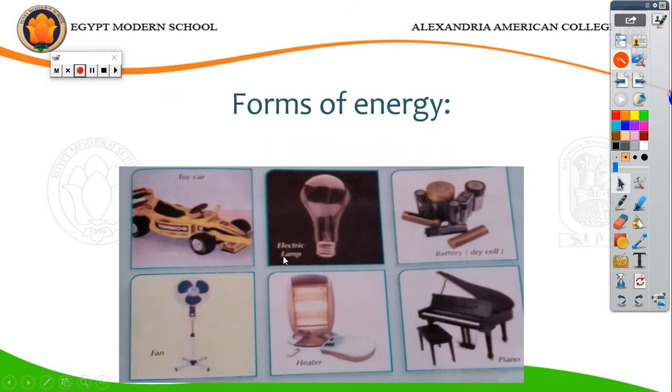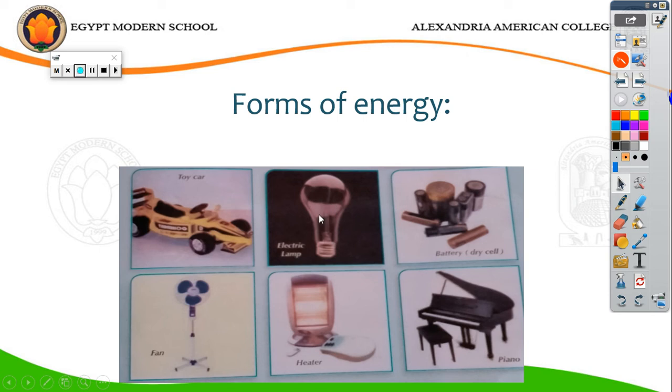Forms of energy. There are many forms of energy. Look at these pictures: toy car, electric lamp, battery, fan, heater, piano. The forms of energy here: the first one, the car is moving after being in a static state. So the energy here is kinetic energy.